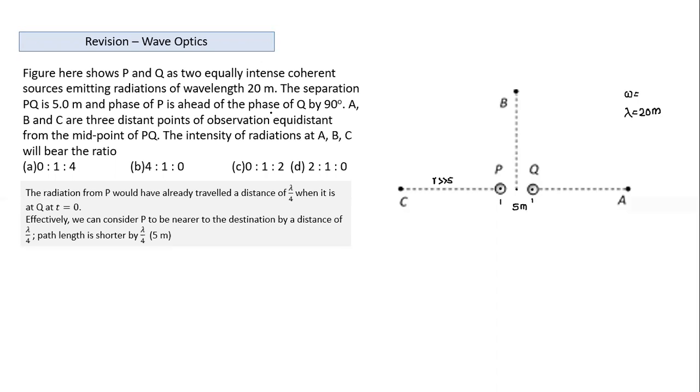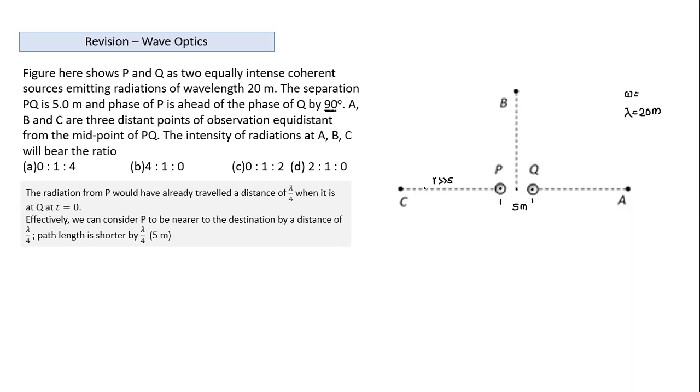So what does ahead mean? Ahead means basically P has started before Q. So just imagine at time t equal to 0, when the phase at Q is equal to 0, the phase at P is already 90 degrees. So what does 90 degree phase mean? In terms of distance traveled, 90 degrees is equivalent to lambda by 4.